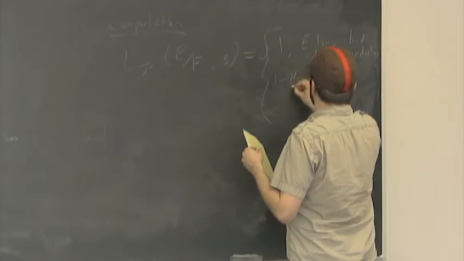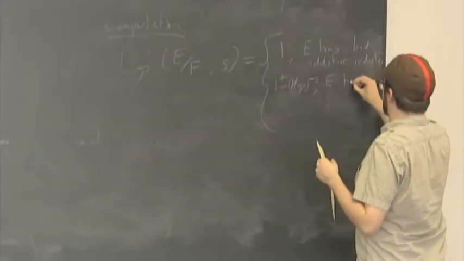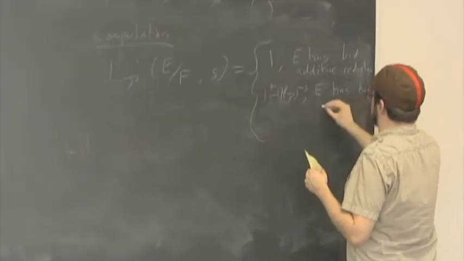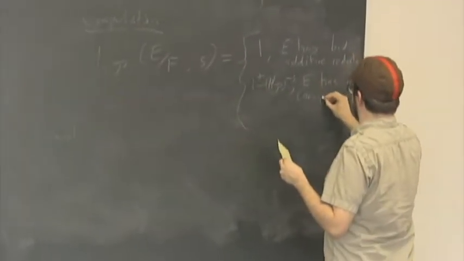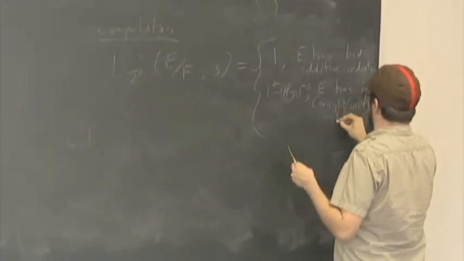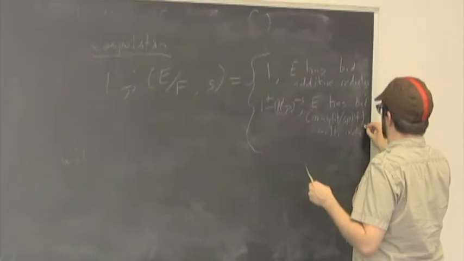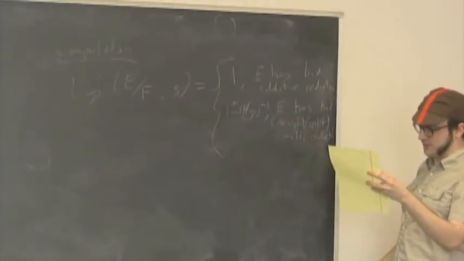It's going to be 1 minus or 1 plus the norm of P to the negative s, according to whether E has bad non-split or split multiplicative reduction. We're not going to talk about curves with multiplicative reduction, so I'm not going to explain what that means.